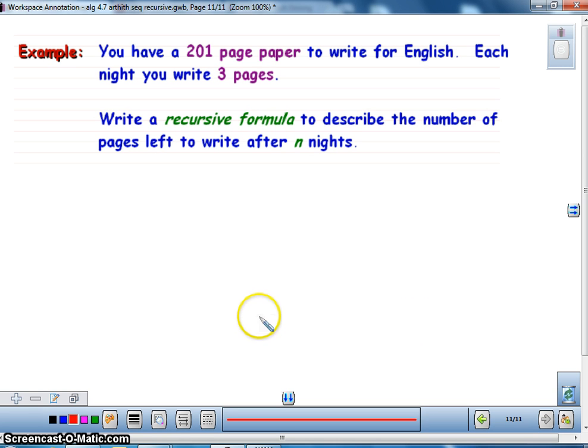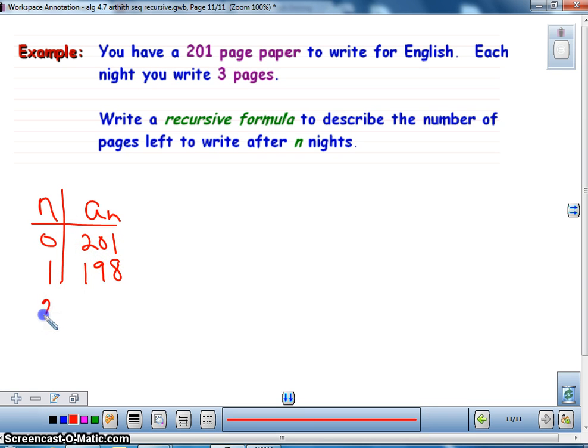You now look at this one and you think, okay, you have a 201-page paper to write for English. Each night you write 3 pages. I'm sure it's going to take you a while. If you look at this, write a recursive formula that describes the pages left after n nights. Now, in this case, if we think about this, our a to the n at 0, we had 201 pages. But after the first night, we're down 3 pages to 198. Second night, we're down to 195.